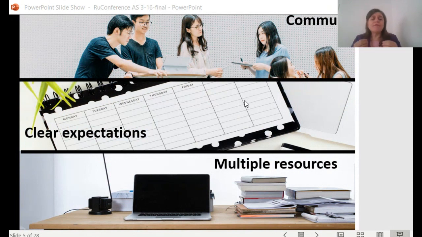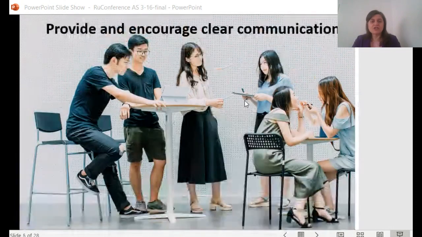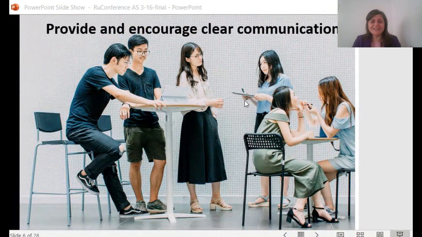Why is providing and encouraging communication important? I would say that when students are online, they are really isolated. They are in their room. They cannot talk with teammates or classmates. They cannot talk with the instructor. They are really isolated, and so they need tools and channels to communicate.